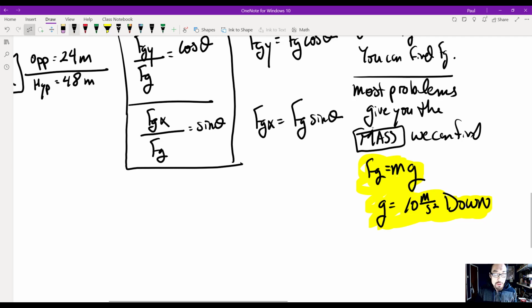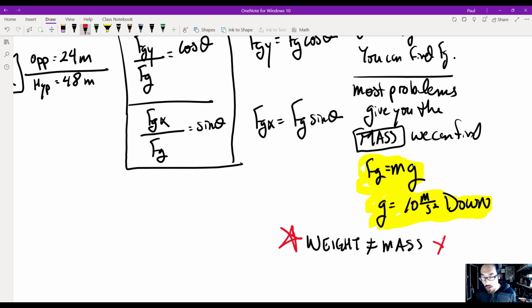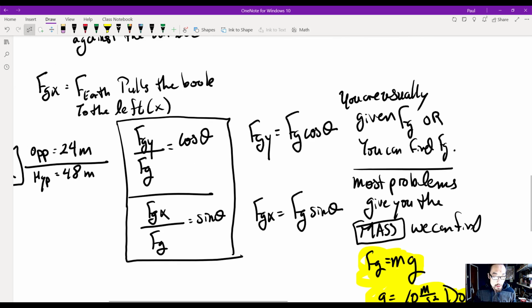Also it's important to know that weight, or F of g, does not equal mass. Alright, so let's use red. So red star. Red star means very important. Stop. Halt. Okay. A place to make a mistake. Good. Alright.